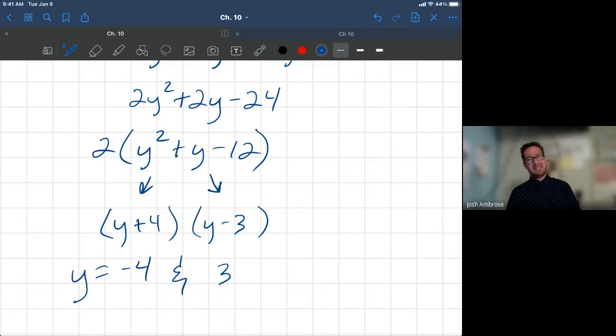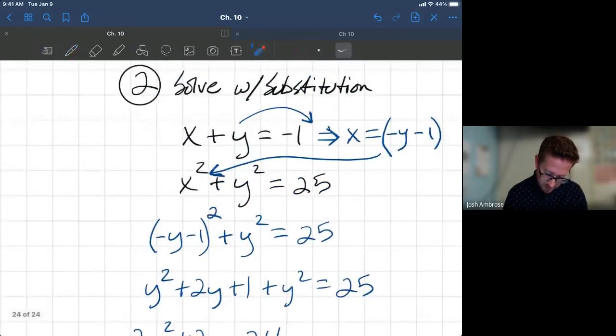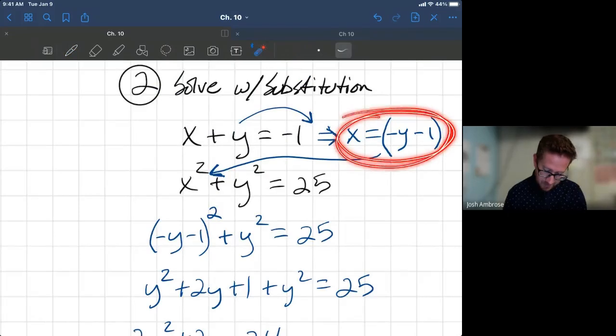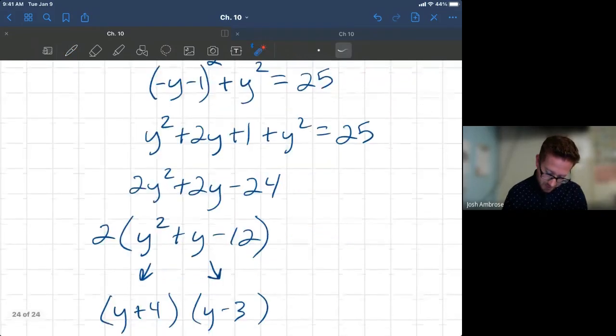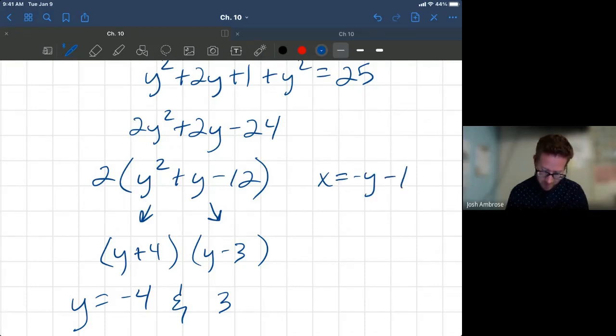We're not done, but we do know that we will have 2 solutions, because when we worked this whole problem out, we had 2 y values. We need to find the 2 x values that they match up with. So we just so happen to have an equation right here already set up for x. So I'm just going to move that down here so you can see it. So that's x equals negative y minus 1.